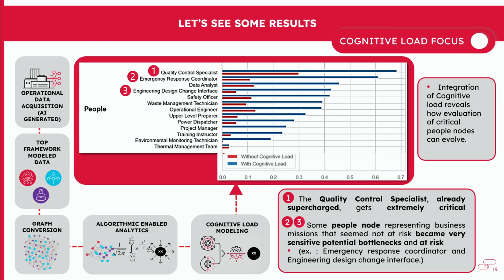But you also see here, in number 2 for emergency response coordinator and number 3 for engineering design interface, that some people entities that appeared not very loaded, once we integrate this cognitive load, change drastically in their bottleneck risk, and that's an important thing to stress.